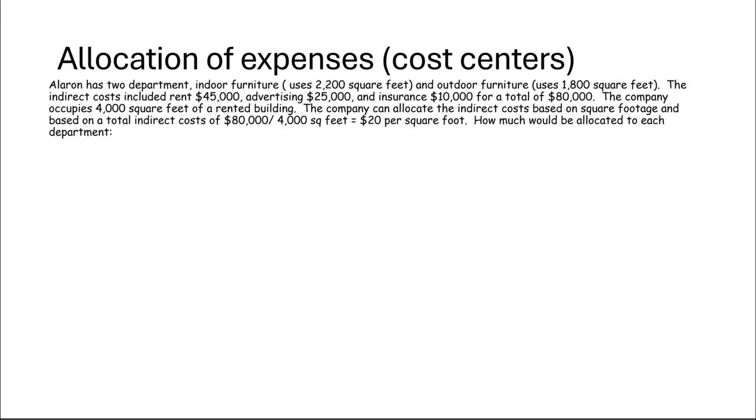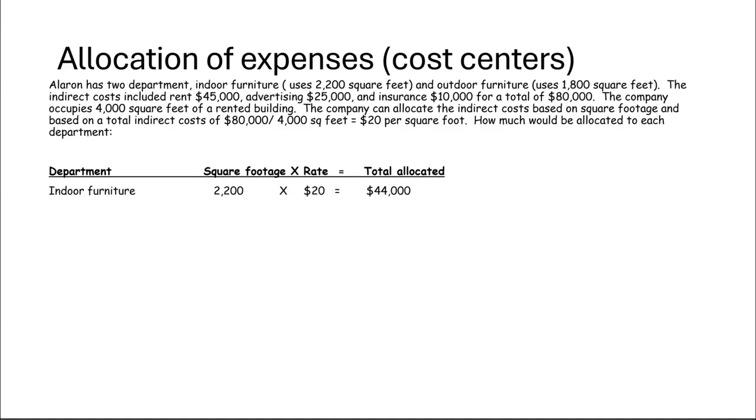So let's take a look at an example. Aaron has two departments, indoor furniture, which uses 2,200 square feet, and outdoor furniture, which uses 1,800 square feet. The indirect costs include rent, advertising, and insurance for a total of $80,000. The company occupies 4,000 square feet of rented building. The company can allocate the indirect costs based on square footage and based on a total indirect cost rate of $20 per square foot. How much would be allocated to each department?